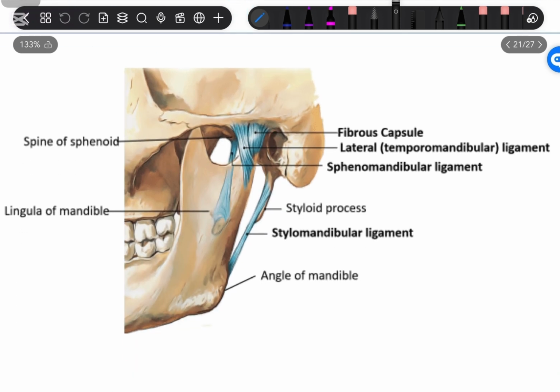In this diagram, you can see the fibrous capsule. Here it is located. Then we have the lateral or temporomandibular ligament. This one. Then we have the sphenomandibular ligament, which is present internally. Here you can see it comes from the sphenoid bone, the spine of the sphenoid bone, to the lingula of the mandible. Then we have the stylomandibular ligament. It runs from the styloid process to the angle of the mandible.